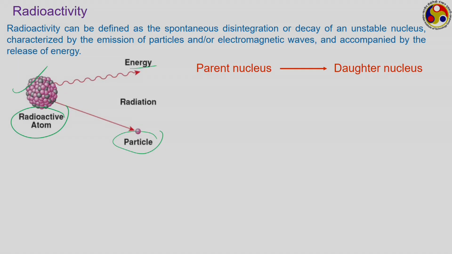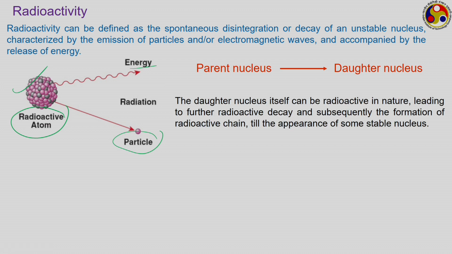So, any kind of radioactive decay of an unstable nucleus is always associated with the release of energy, the production of smaller nuclei or daughter nuclei, and the ejection of electromagnetic waves and a few other particles. The daughter nucleus itself can also be radioactive in nature, leading to further radioactive decay and thereby the formation of radioactive chains till the appearance of some stable daughter nucleus.